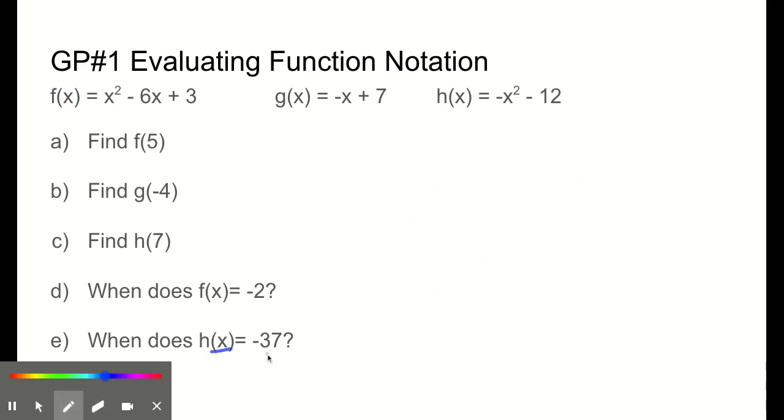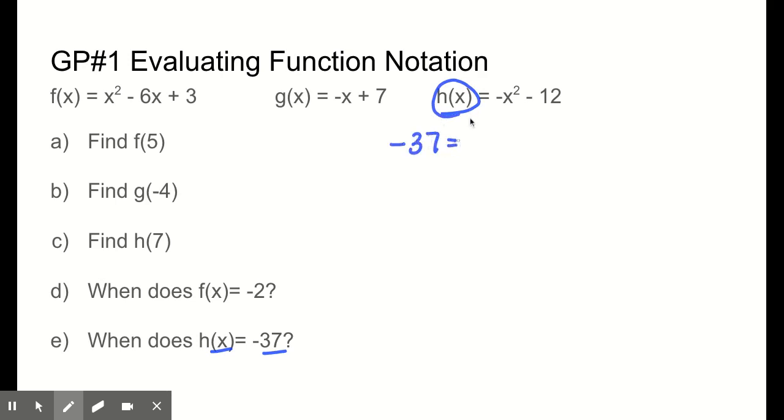When does h of x equal -37? So we're looking for the x value when h of x is equal to -37. We're replacing that h of x with -37. It's equal to -x squared minus 12. Now notice here we have no b value, so I'm going to solve using square roots. Again, quadratic formula is an option.